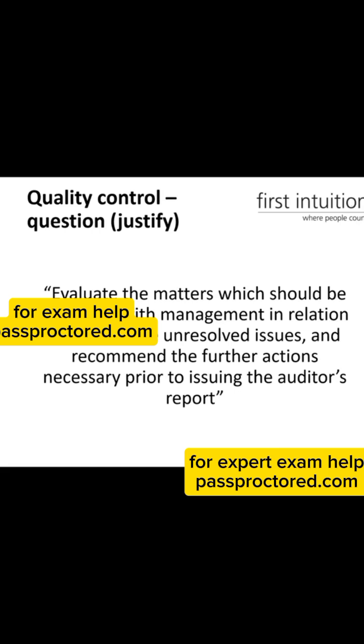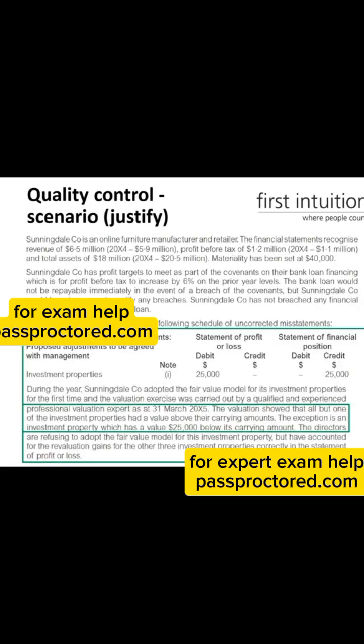So how do we do these questions? Evaluate the matters that should be discussed. Sounds a bit more complex than just tell me why it's wrong. But that is what they're saying. And further actions, but I'm not covering that bit. So this is where, again, we've got a big scenario. I had to chop some of it down. But what we're really looking at is the bottom bit.